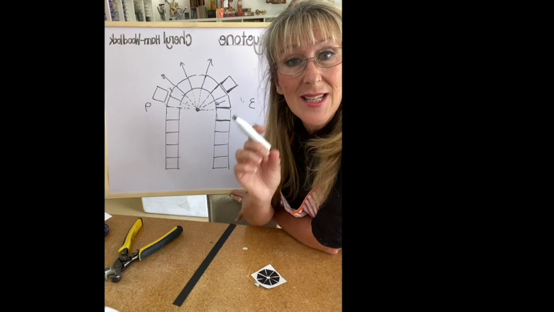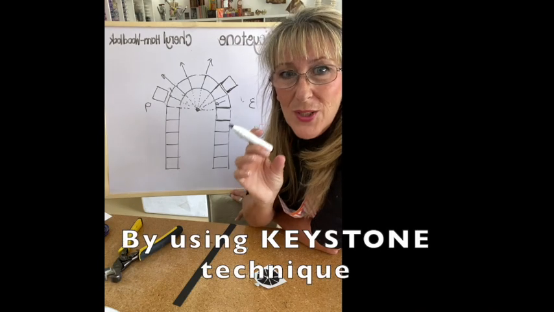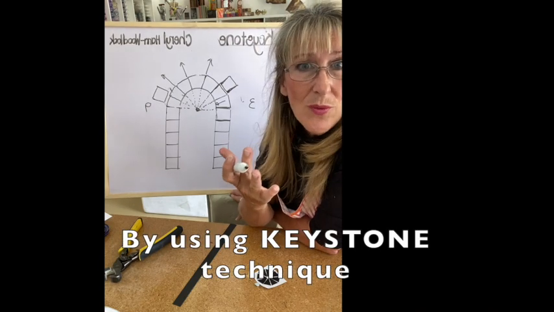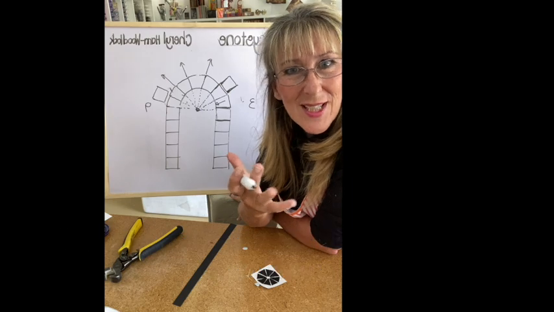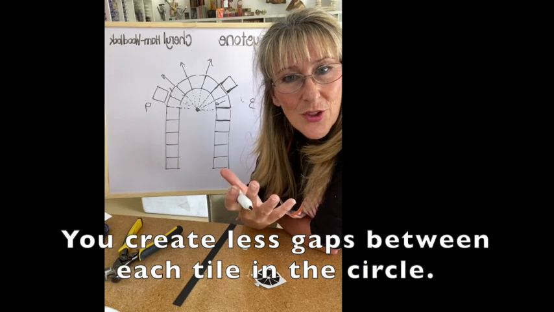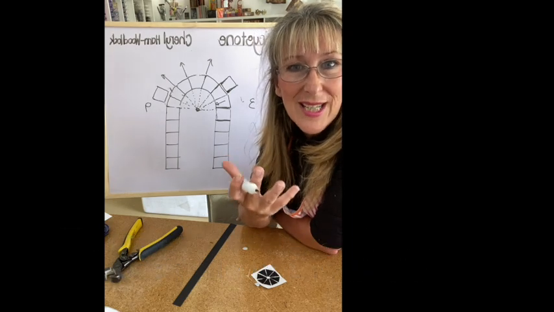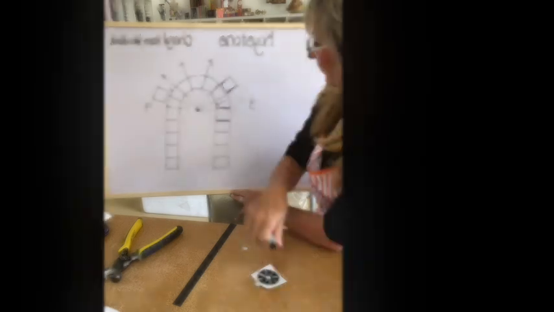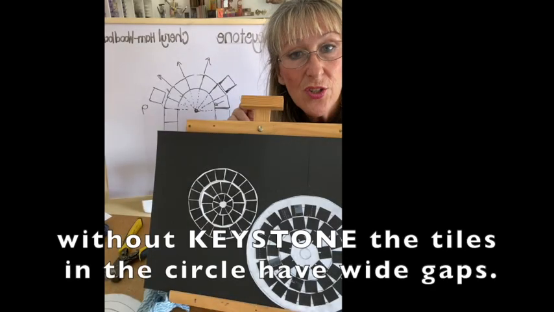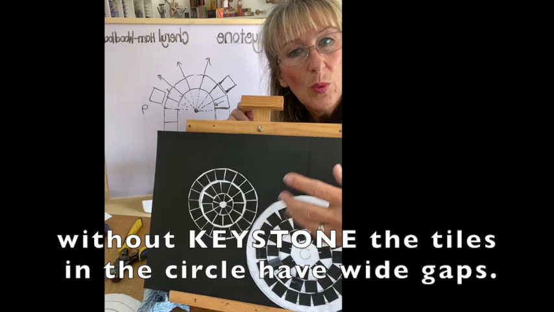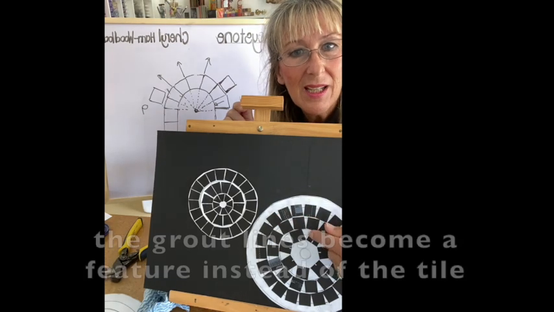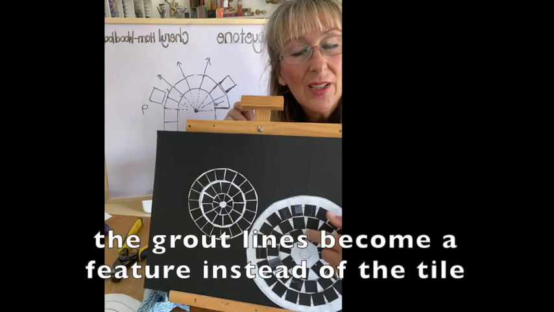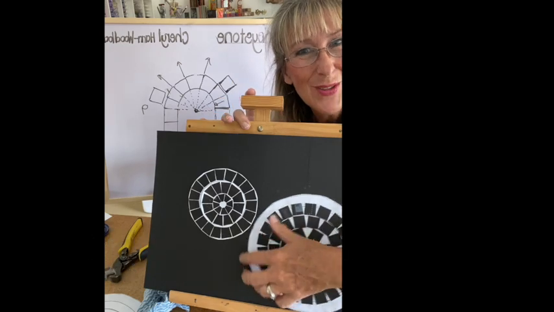It means there are less gaps between our tiles. We don't need it for structural purposes, but we need it for composition purposes to employ the keystone technique. So without keystoning, we have these big gaps. I'm going to show you how to do it.